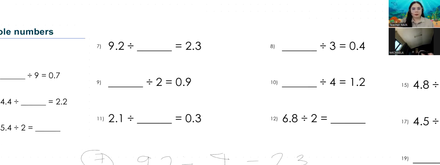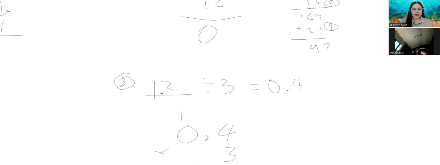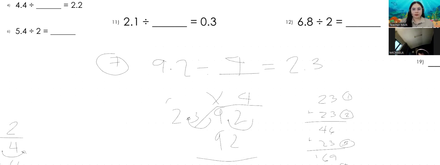Where is the equal sign, anak? Okay, then multiply. Very good. So can you please write your final answer? 1 point. Okay, that is 1.2. How about number 9, anak? Number 9 is blank divided by 2 is equal to 0.9.